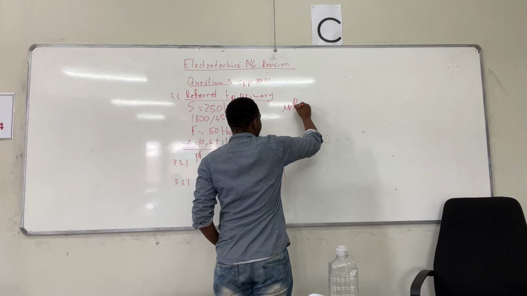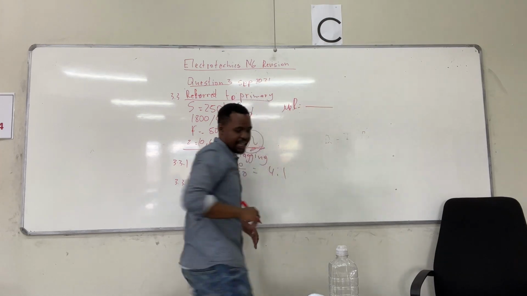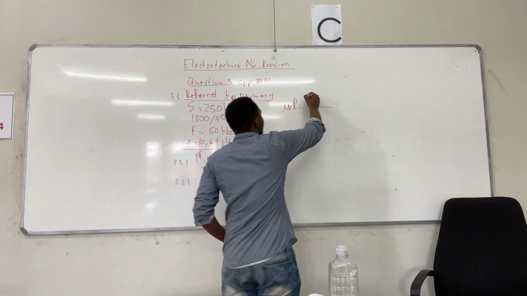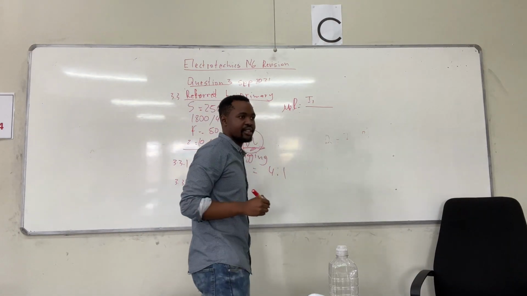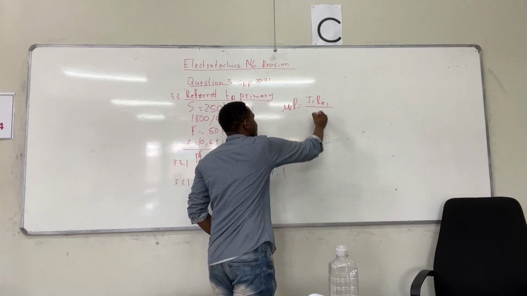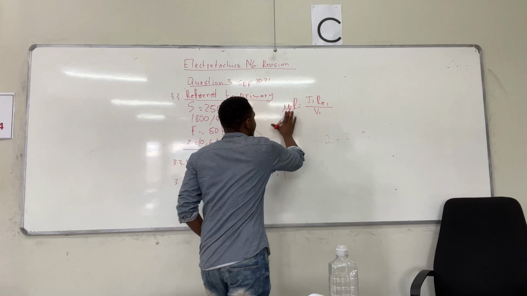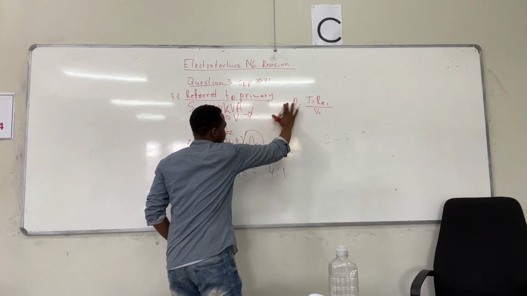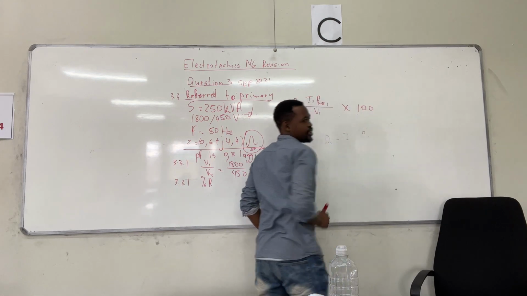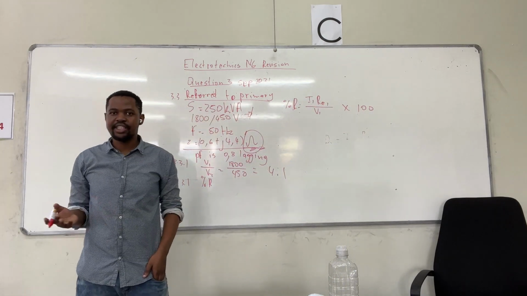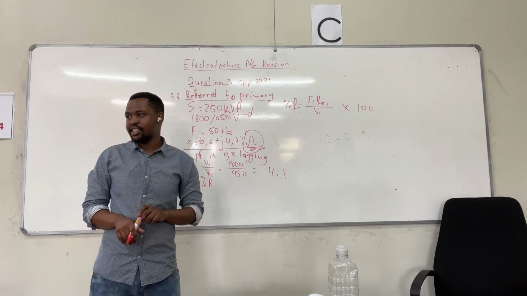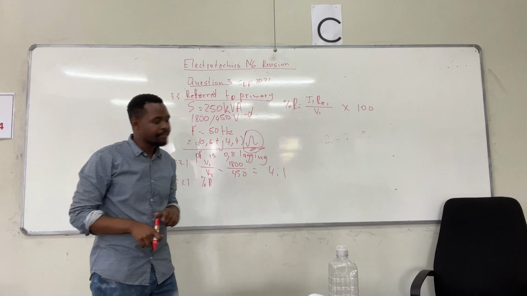It's given by, so we work with the primary: I1 R_E1 over V1. But we want it in percentage, not in per unit, so I'm going to multiply by 100. Making sense? It becomes easy when you understand the techniques.